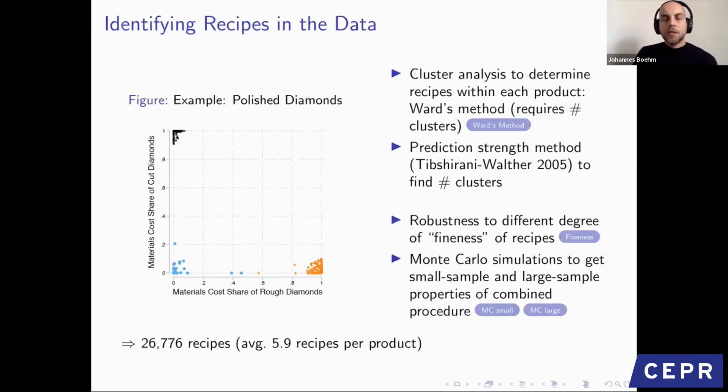And let me just mention two more things. So one is we identify these different production functions using a clustering procedure. So effectively, we're drawing circles around these clusters of points in the pictures that I've shown you before. So producers that have relatively similar material shares, we're going to say that they have the same production function. Okay? So here, for instance, there are 3 different production functions for producing polished diamonds. These are going to be these 3 different recipes that we use.